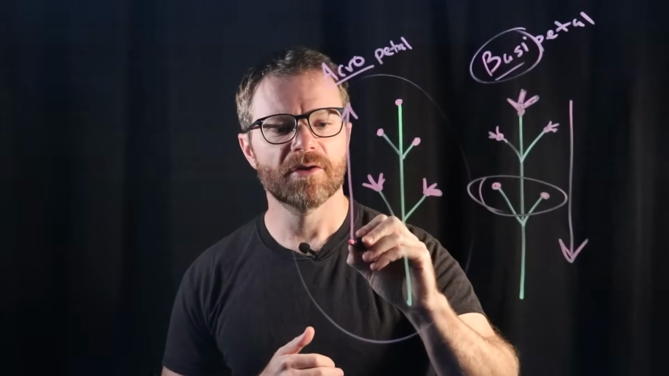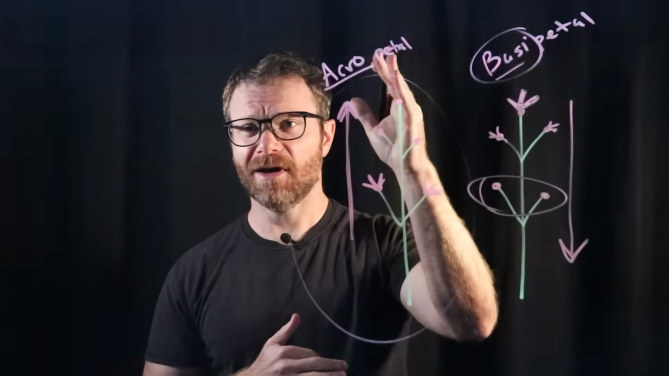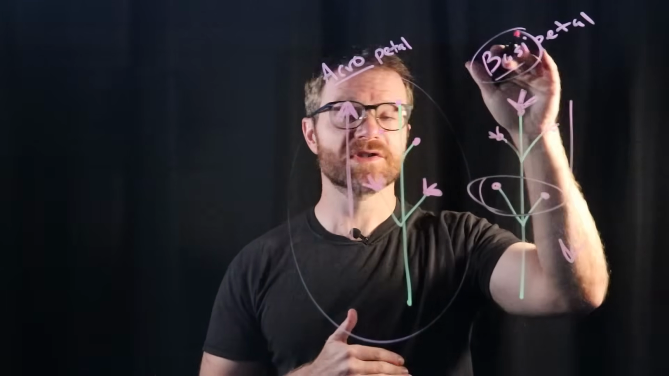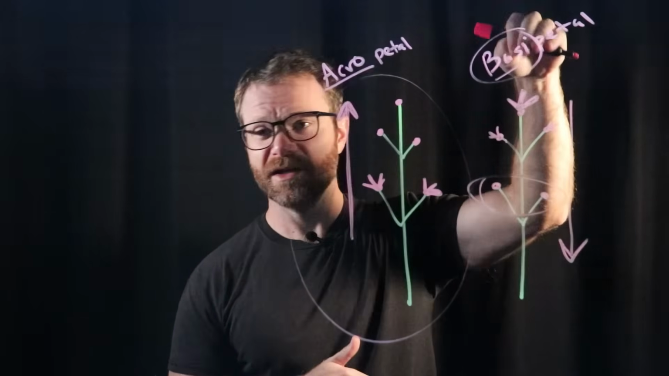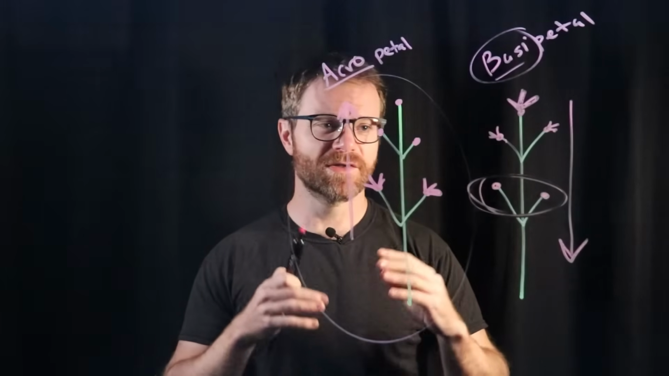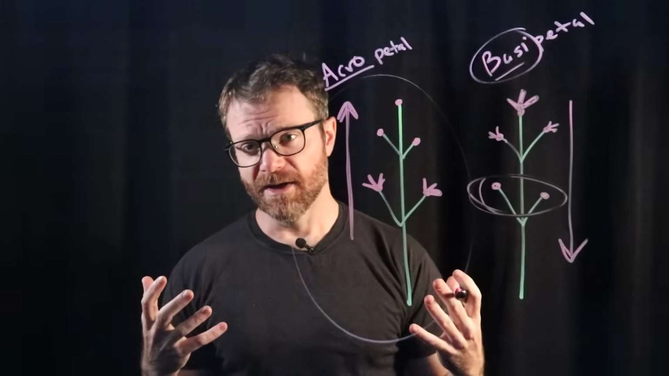So acropetal actually starts at the bottom, but works its way towards the top. It's directional. Acro means top, we're working our way towards the top. Basipetal starts at the top, but works its way toward the base. It's about the destination. It's about where we're going, basipetal. So there you go. Those are the two main schemes of how flower buds open in an inflorescence.